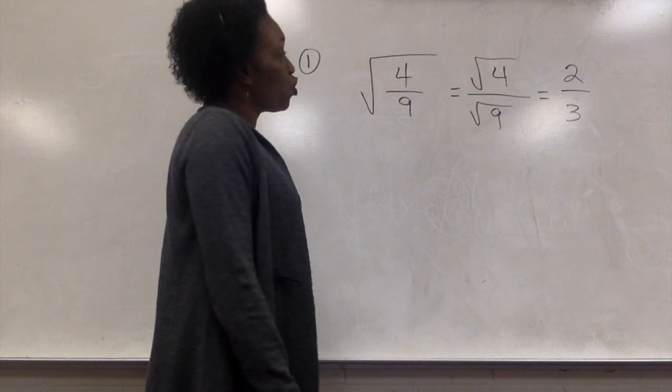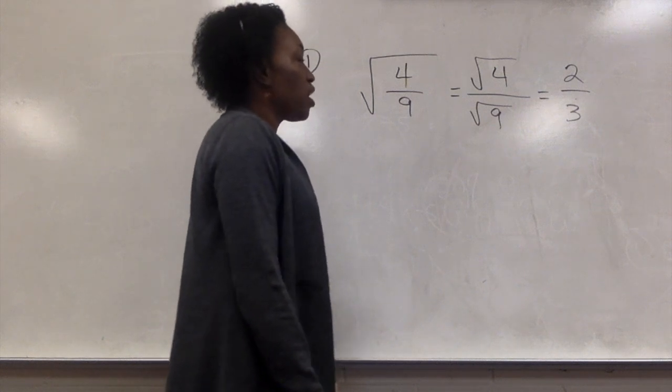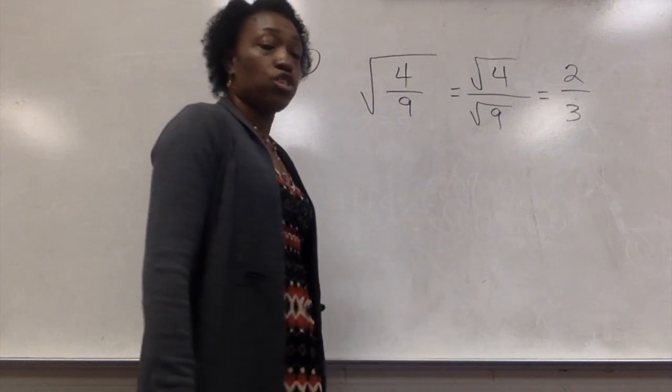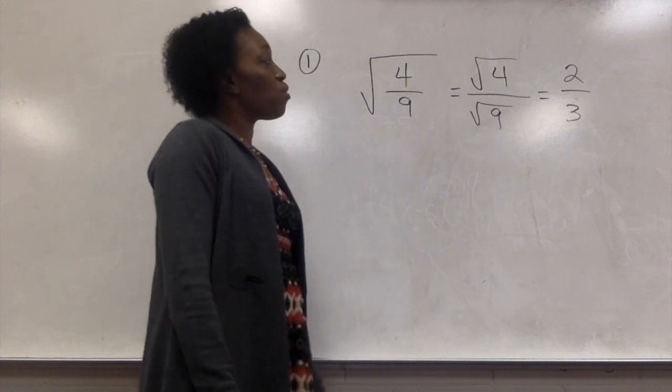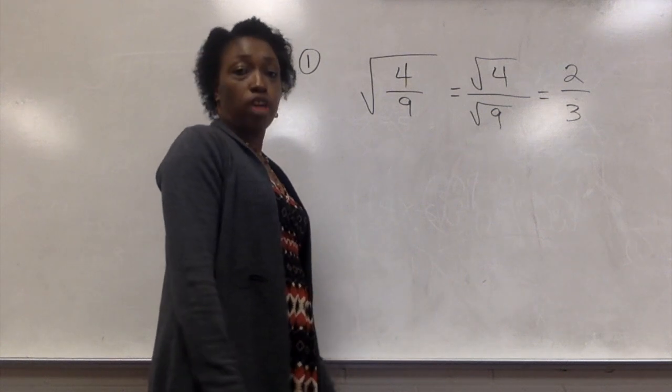So the square root of 4 is 2 and the square root of 9 is 3. Now our final answer is a fraction, 2/3, and of course we know 2/3 is rational, so the answer for this one is rational.